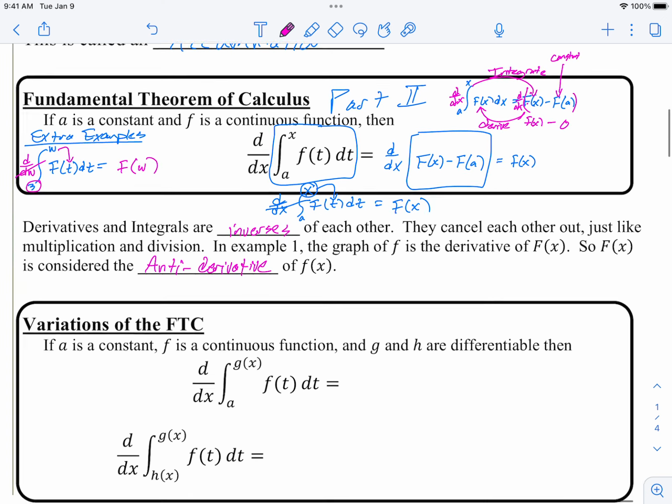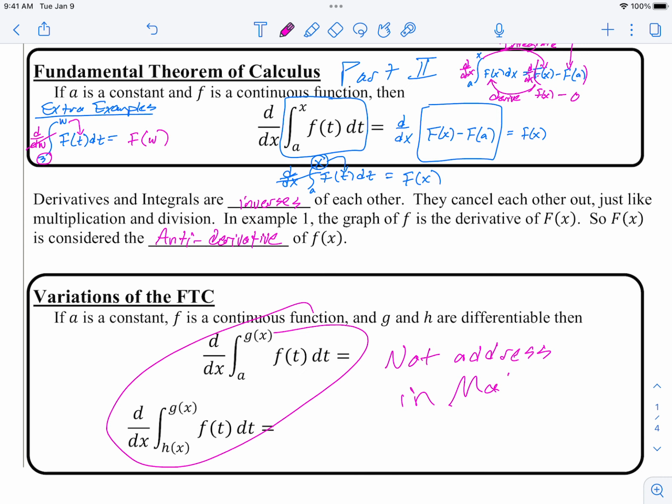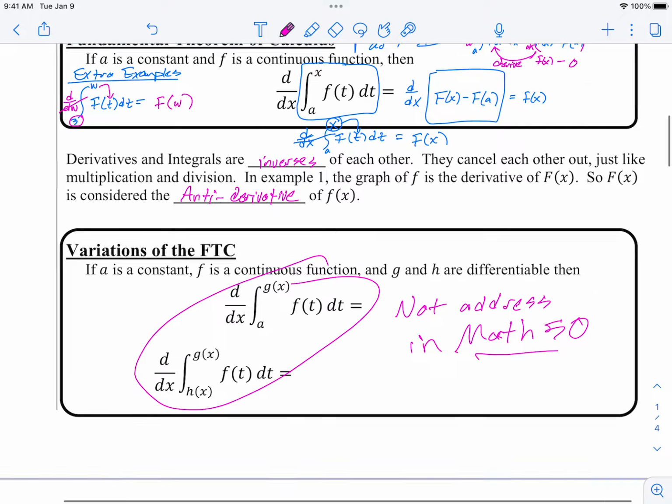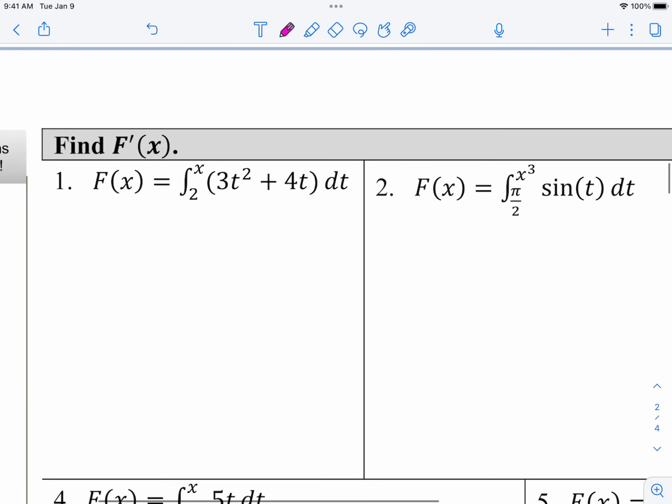F of x. Okay. Now, variations of the fundamental theorem of calculus. I'm going to just pause, and we'll probably not address in Math 50. But if you keep going, Math 70 will take it on and beyond. It's not much different, but it's enough different that I just want to kind of steer away from it for now. Okay, let's keep rolling. So let's see this in action. So I'm not saying it's the same process, but in a different way.